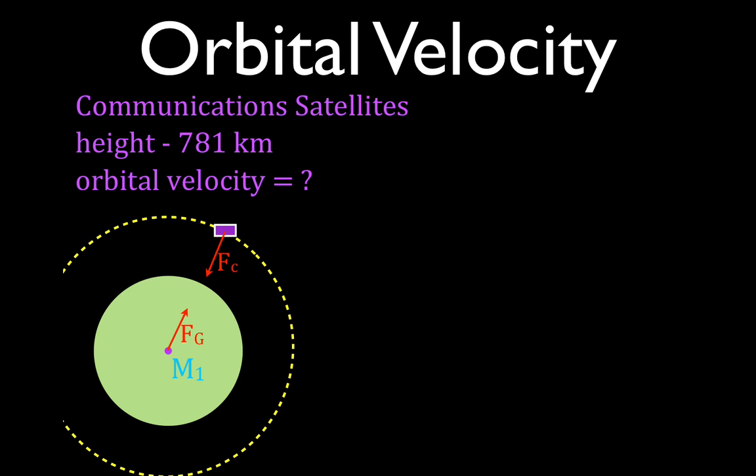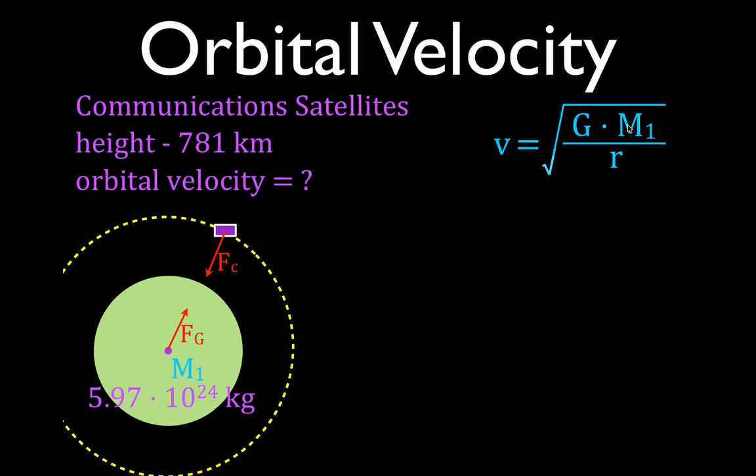We have a communication satellite that's orbiting at an altitude above the Earth of 781 kilometers. We want to know what is the orbital velocity. Well, we're just going to use our equation. G is the gravitational constant, 6.67. This is the mass of the Earth.